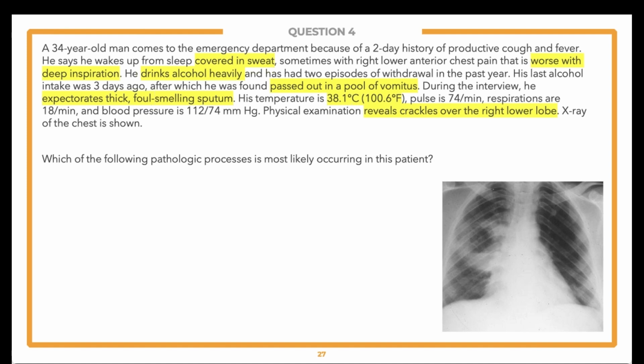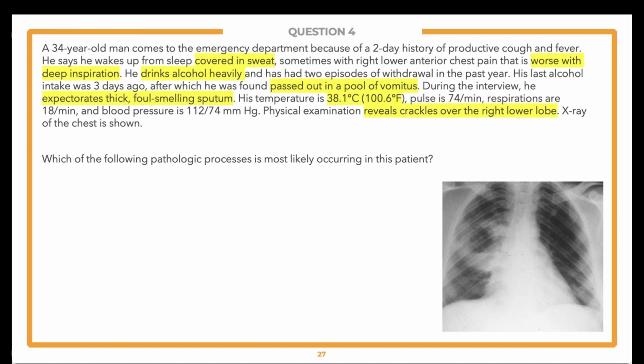So let's say I'm saying, hey, I'm not good at looking at images. I just need some help. I just want to answer the question without the image. Well, if they tell you the symptoms are in a certain area, the physical exam shows crackles in the right lower lobe, look in the right lower lobe, right? So you want to train yourself to use the vignette to help you with the image.